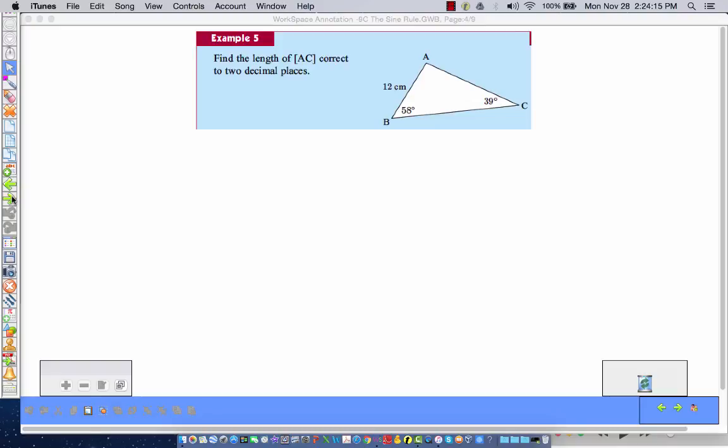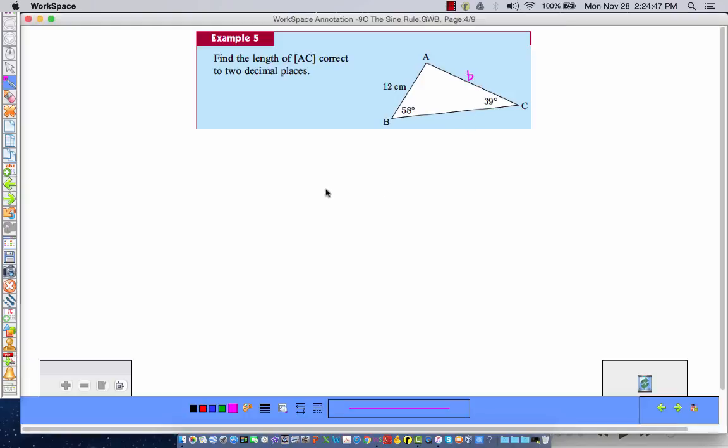Find the length of AC correct to 2 decimal places. So we're going to use the law of sines here. I always say the law of sines. It's the sine rule. I was taught the law of sines. And so in this case, I have 12 opposite angle C, and I have 58 degrees opposite side B, which is AC. I'm just going to label it little b. So I'm going to say that b over sine 58 is equal to 12 over sine 39.